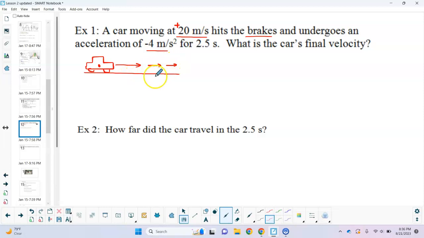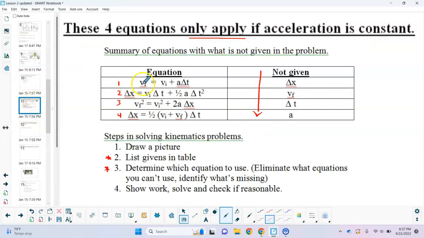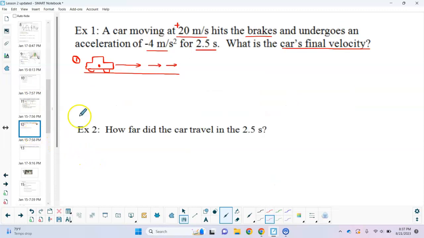So that's what we got so far, and I've underlined all the numbers now. So positive 20 meters per second, negative 4 meters per second squared, and 2.5 seconds. We are looking for the car's final velocity, so that is what it's asking us to find in this problem. So we've done step 1 out of our 4-step process, which is to draw a picture. The next thing we need to do is list the givens in a table.